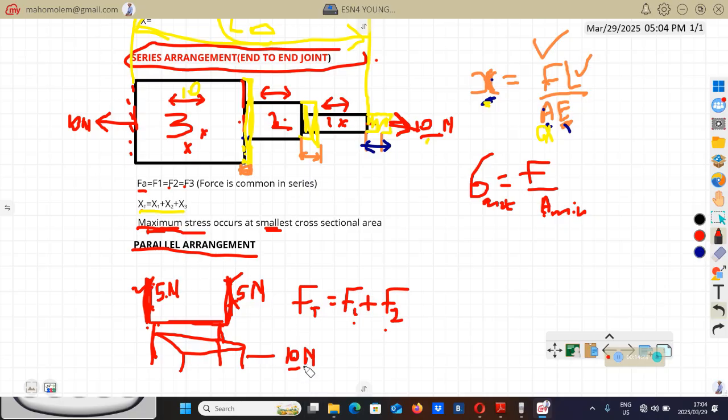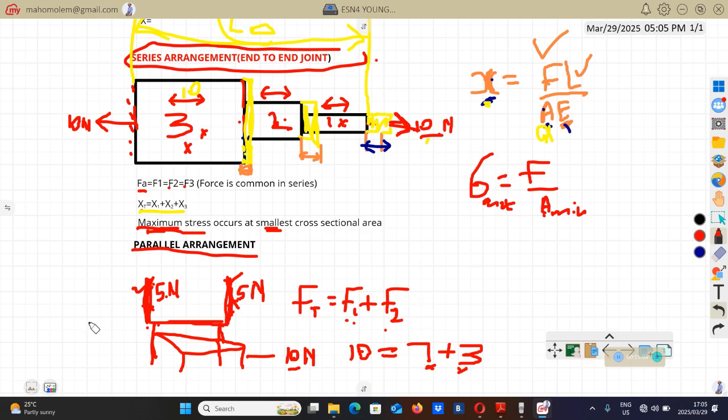Sometimes you'll find that the chair is not placed at the center, or these ropes are made from different materials. If that is the case, and the chair is weighing 10 Newton, then we'll find that this rod will carry 7 out of the 10, and the other rod will carry 3. So they will share the load of 10, but they are not going to handle the same magnitude. One support will carry more load, the other one less. That's what we have to know with this parallel arrangement.